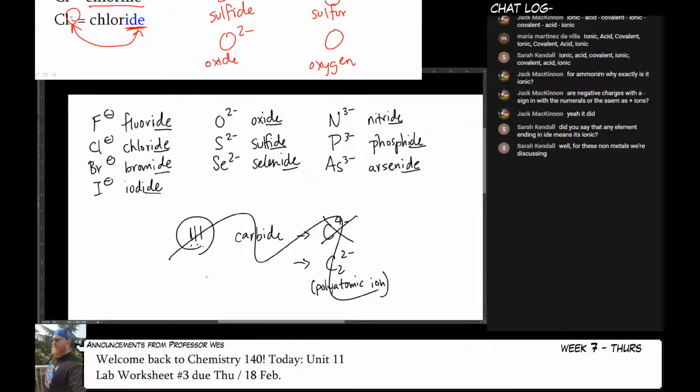And so you'll want to know these, or at least be able to reference back to them. And I believe there's a table in the online textbook, but I don't remember where it is. It's definitely in the unit on naming. For the OER text, it would be unit 4.